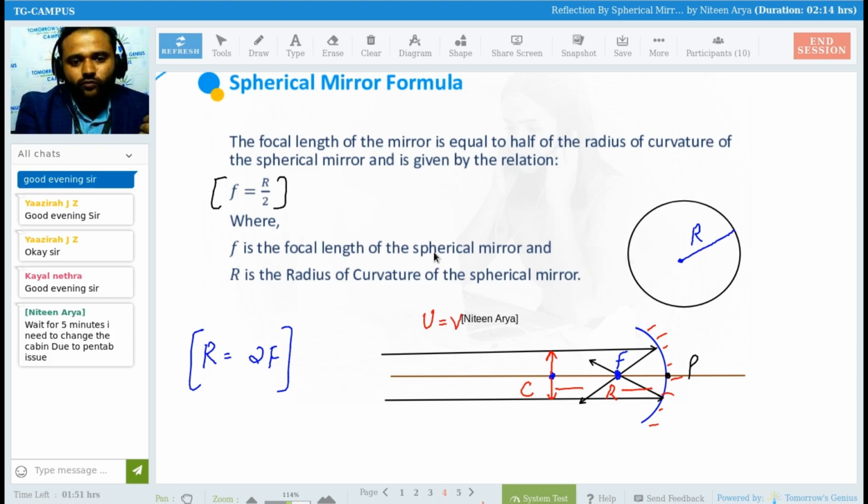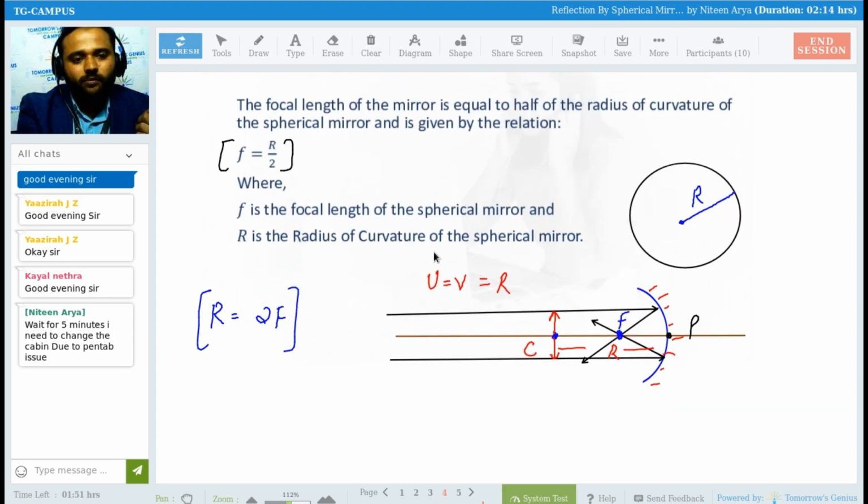So here u equals v equals R, obviously negative R, and we know this mirror formula. Using the mirror formula, what is the mirror formula? Please, anyone tell me. You remember or not? Because we're going to derive it in this class. The derivation we are going to do with the help of geometry, if I'm not wrong.